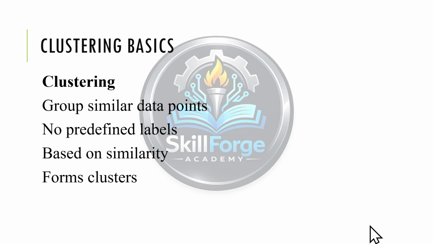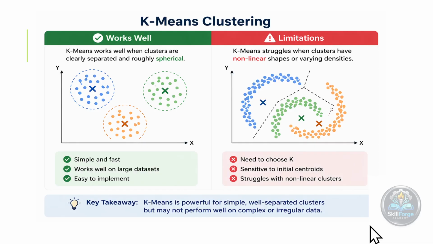Clustering is the process of grouping similar data points together. Unlike classification, we do not have predefined labels. The model looks at the data and groups points based on similarity. So on the basis of similarity, it forms a group. Each group is called a cluster. The goal of clustering is to organize data into meaningful groups.